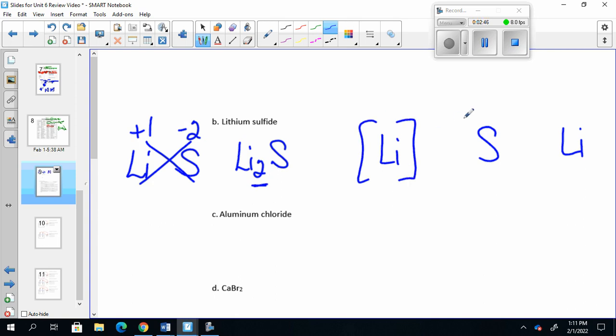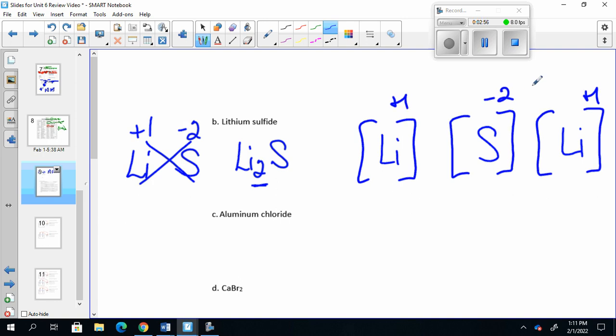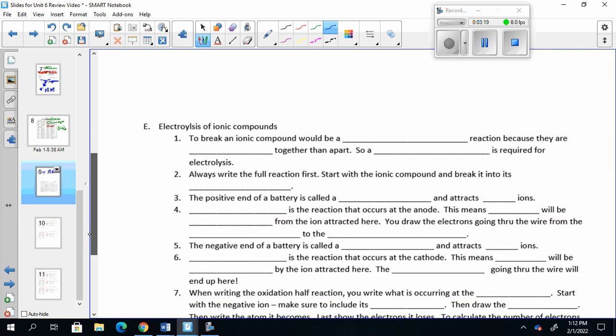B, brackets. Put brackets on everybody. C, charges. You're a +1, you're a +1, you're a -2. Make sure the charges add up to 0. D, dots. No dots for Li, you lost your dots. S has all 8. So when you think about it, S used to have 6, but it gained 1 from this Li and 1 from this Li. So it has all 8 now. So go ahead, do the rest of these for practice.